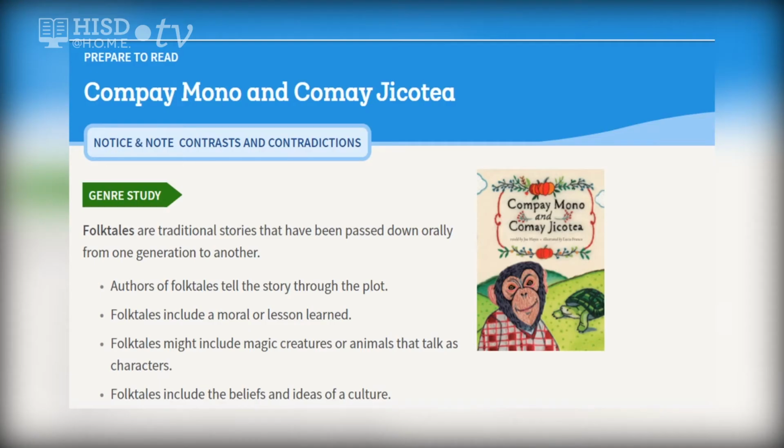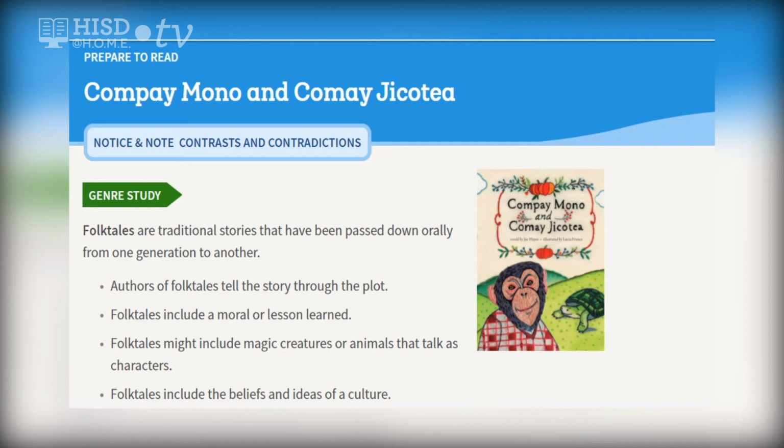Compe Mono and Come Jicotia is a folk tale. Folk tales are traditional stories that have been passed down orally from one generation to another. We see in folk tales creatures or animals that talk as characters. In this, they have a plot where you have characters, which are animals, a setting, and a problem and a solution.